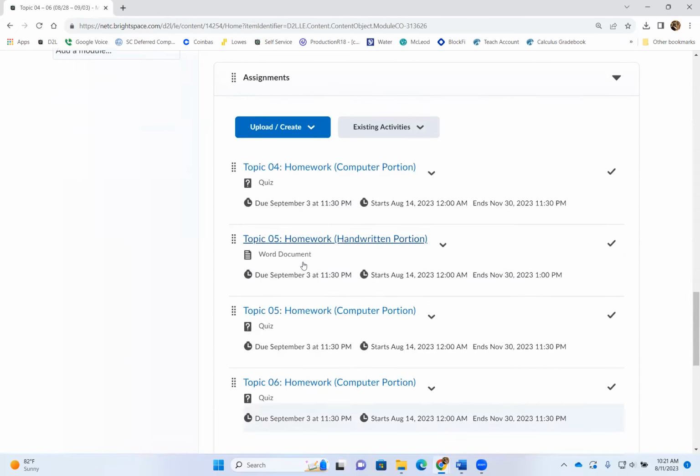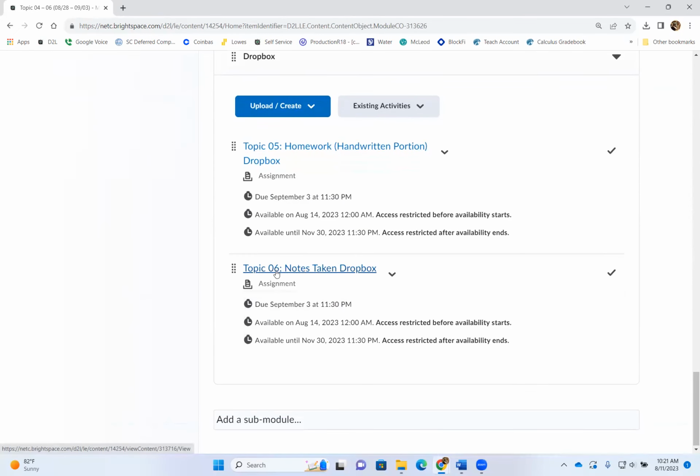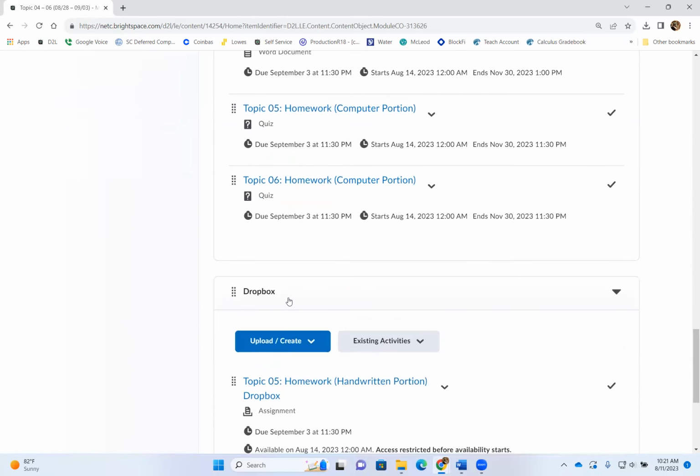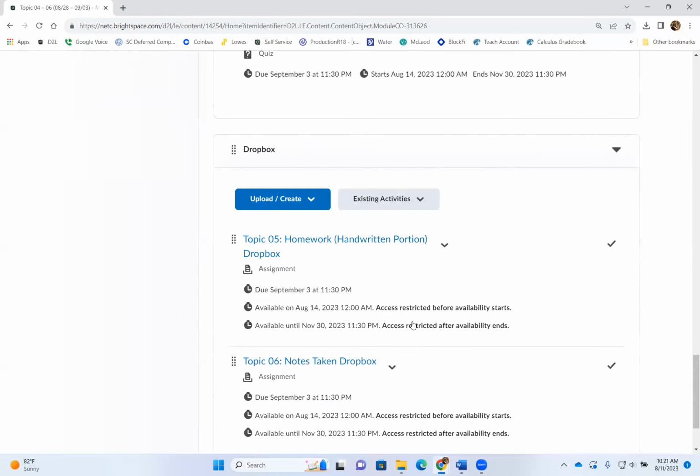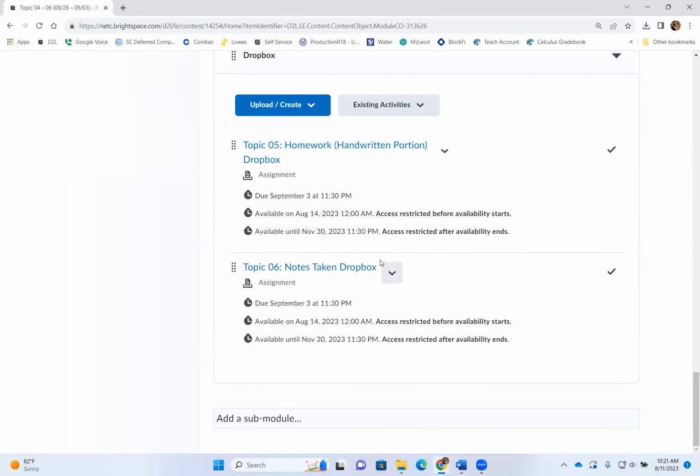Every week, I will ask for one topic of the notes that you took. The name of the Dropbox tells you which topic of notes you need to upload. For this week, you're supposed to watch and take notes on topics 4, 5, and 6, but I will only need you to turn in topic 6 notes. The reason is so you don't have to upload so many pages. I just need to see one of them every week. There are no notes turned in for week 1 and the very last week of class.